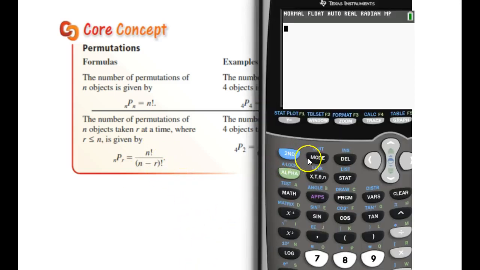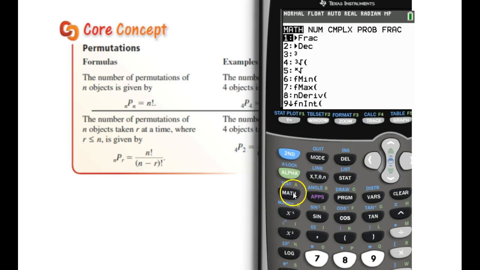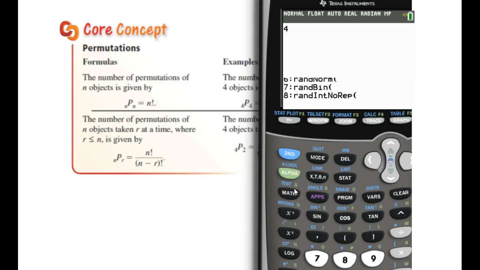So let's look at our calculator. Our example here was we had 4, and to find that in your TI calculator, you can hit math, and then if you go over to probability, you'll see here's a permutation and combination, but we're looking at permutations, and I'm looking at 2.